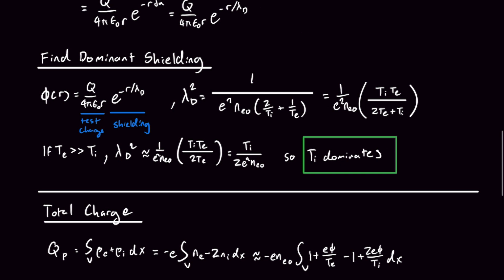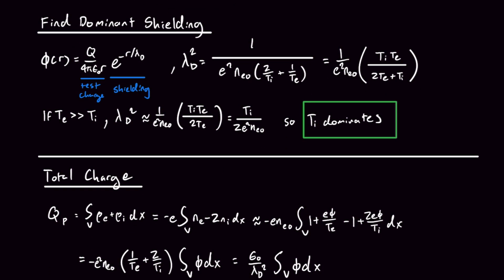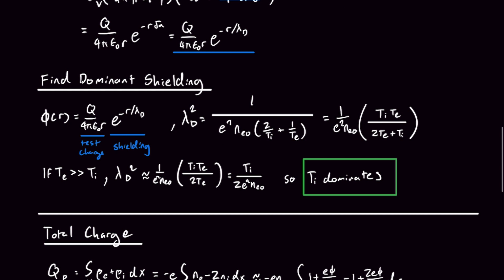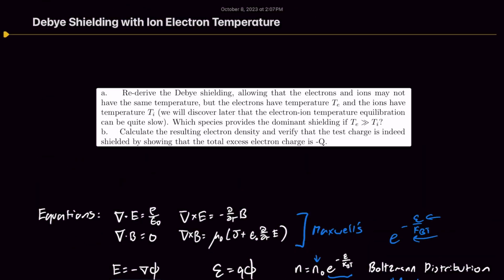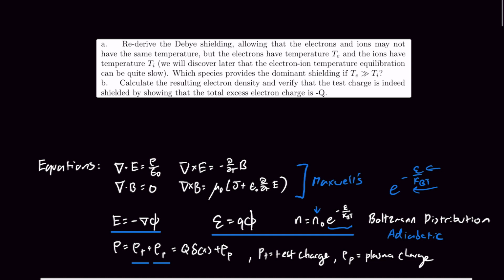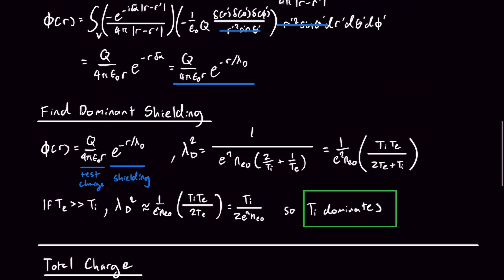That means the alpha here is going to be 1 over Debye length, or square root of alpha is going to be 1 over Debye length. And then we finally got our potential, which is a really, really nice equation here. So now we want to find the dominant shielding. This was the question over here. At the top, find the dominant shielding if temperature of electron is much greater than the ion.